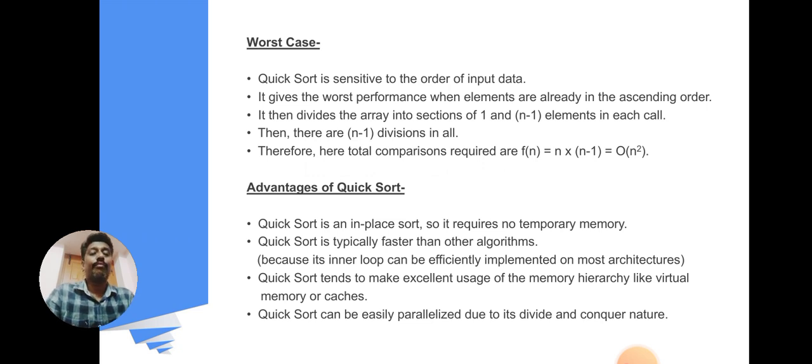The advantages of quicksort: quicksort is an in-place sort, so it requires no temporary memory. That is one of the important advantages of quicksort. So there is no requirement of temporary memory. Then it is easily parameterized due to its divide and conquer nature, and typically faster than other algorithms. These are the important advantages.